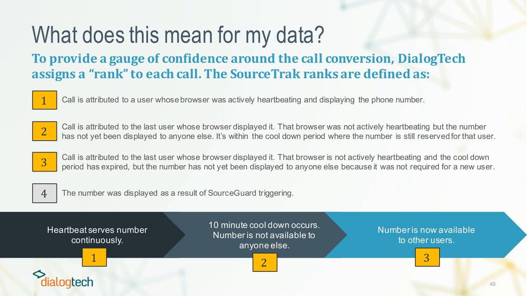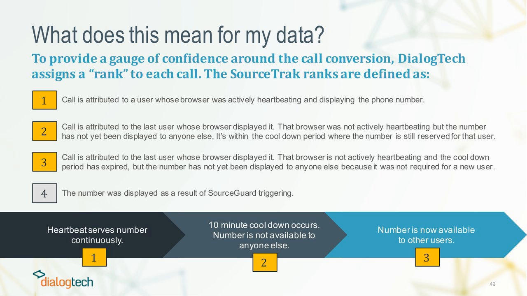So let's take a look at the same diagram but with those ranks overlaid. We talked about number one, our most confident indicator. They were looking at a phone number, they called, the heartbeat was live, and they were live on your website. Number two is within that 10-minute cooldown period, and so we're a little bit less confident about that attribution. We know that the phone number wasn't displayed to anyone else because it was in the 10-minute cooldown period, but we also know that visitor wasn't on your website. So there's a good chance they wrote it down.